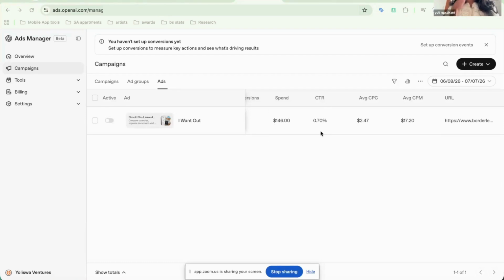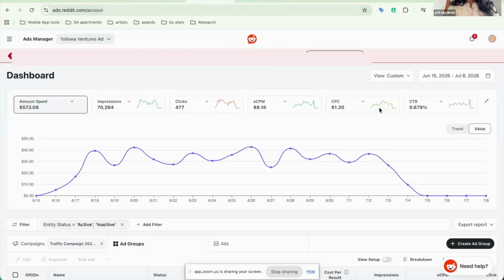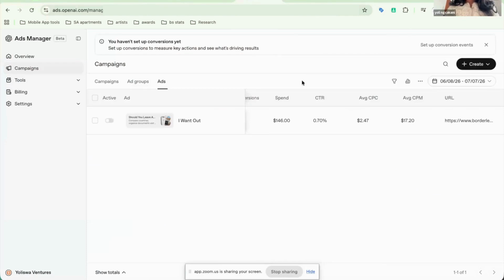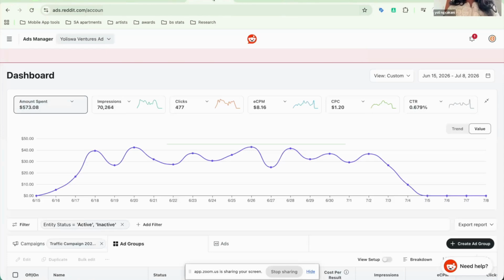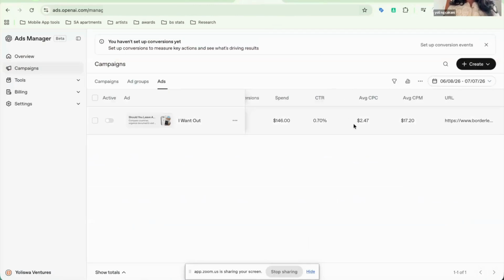The click-through rate was 0.70. So it's about the same range as what I was getting on Reddit. However, the cost per click was almost double, $2.47 versus the $1.20 on Reddit. But I get a lot more granularity on Reddit in terms of what communities and targeting, etc.